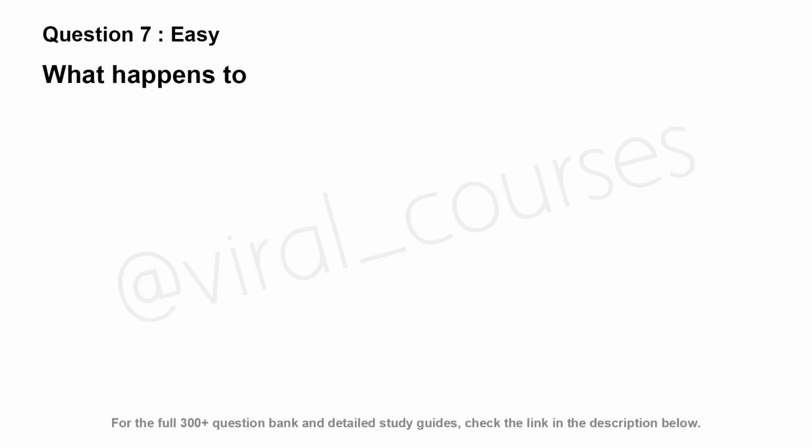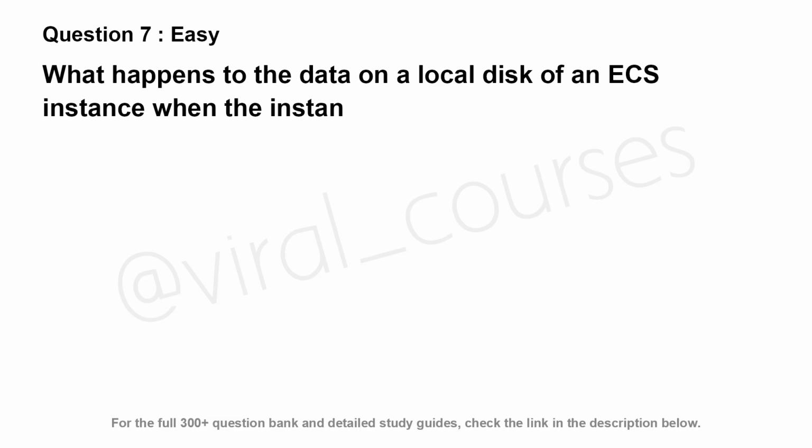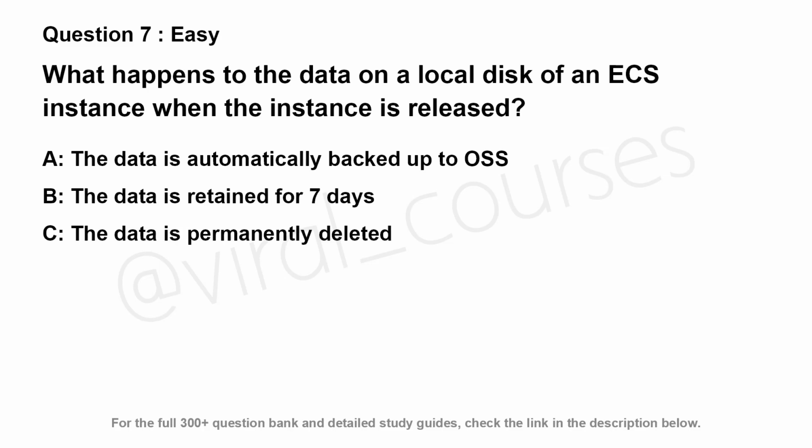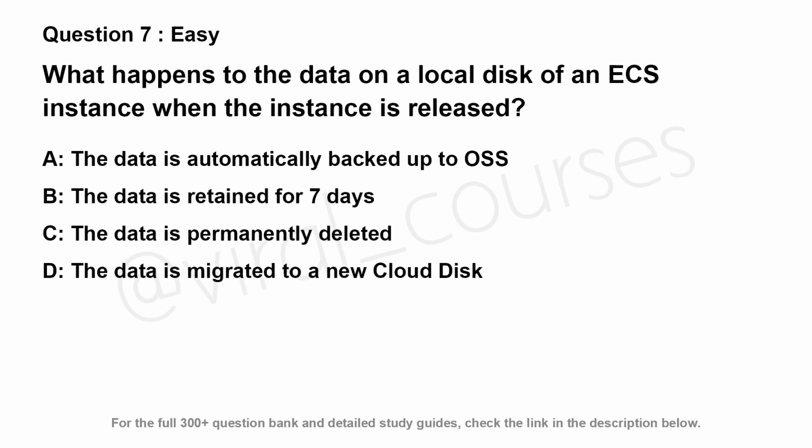What happens to the data on a local disk of an ECS instance when the instance is released? Option A. The data is automatically backed up to ACA. Option B. The data is retained for 7 days. Option C. The data is permanently deleted. Option D. The data is migrated to a new cloud disk.